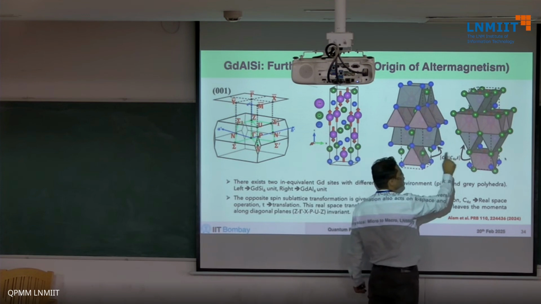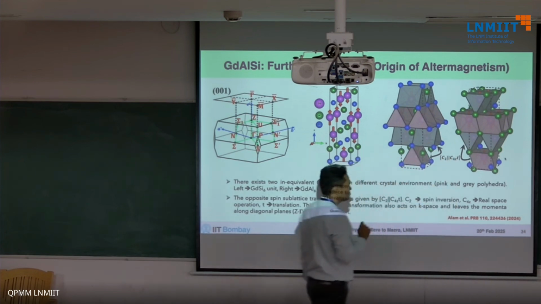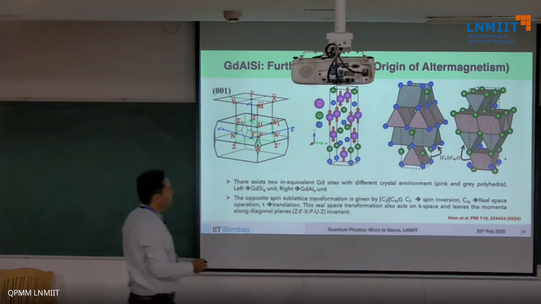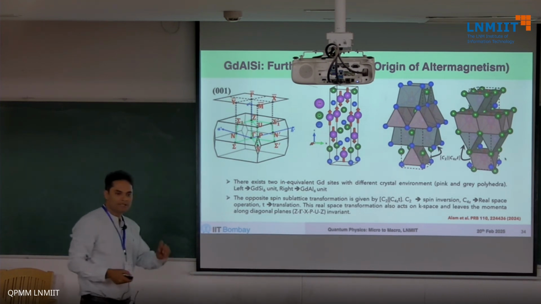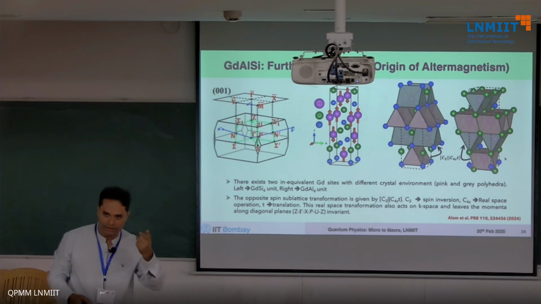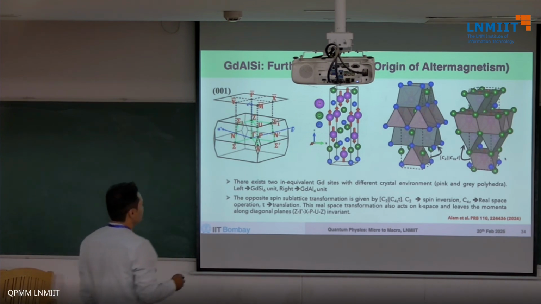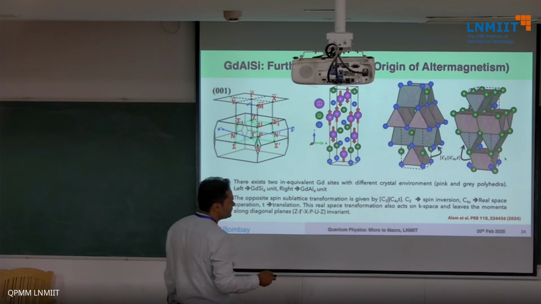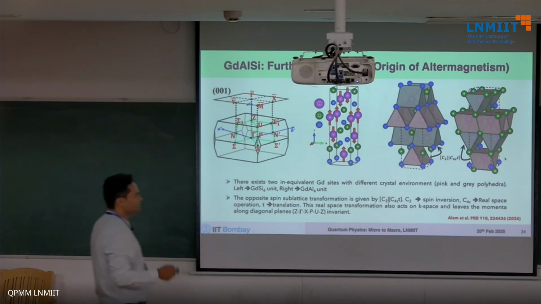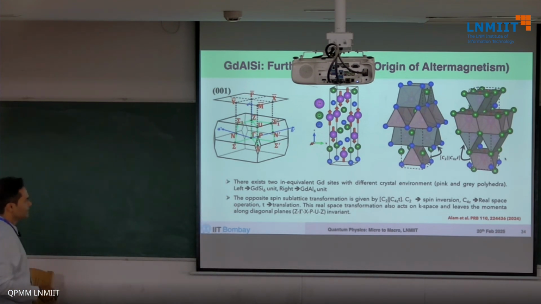So this is the C2C4Z transformation, which can map one sublattice to the other sublattice. And there are other systems also where, in this kind of transformation, there is a rotation that you need to do here instead of a simple translation. And this is basically originating from a similar sublattice mapping as in the two-dimensional case.